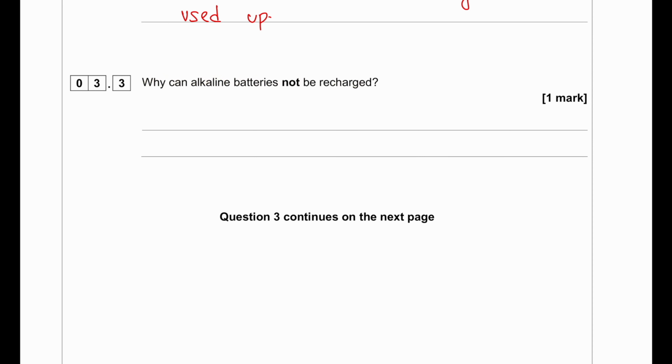Why can alkaline batteries not be recharged? The main reason is that if a particular reaction is not reversible, then we will not be able to get that battery back by giving it electricity and reversing the chemical reaction. Since the reaction is not reversible, we cannot recharge it.